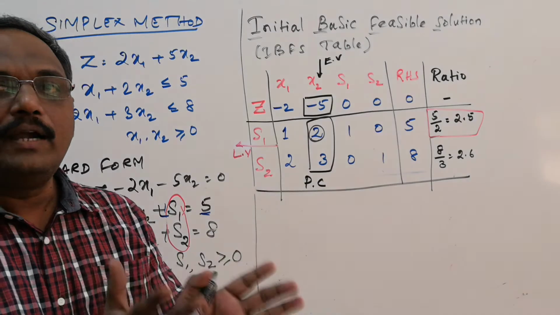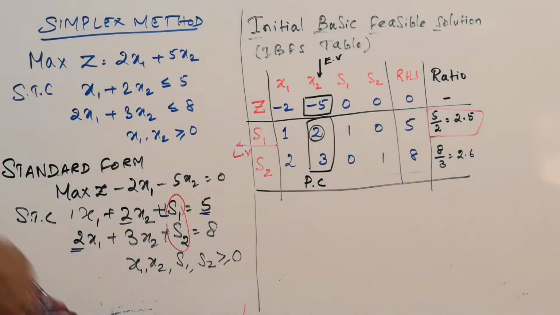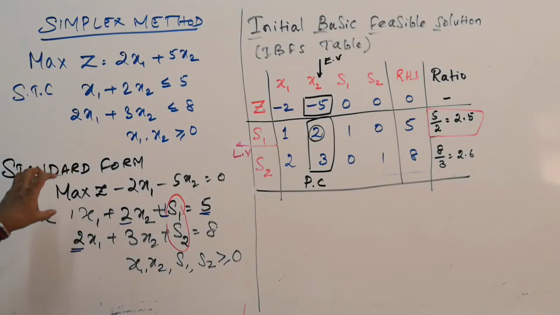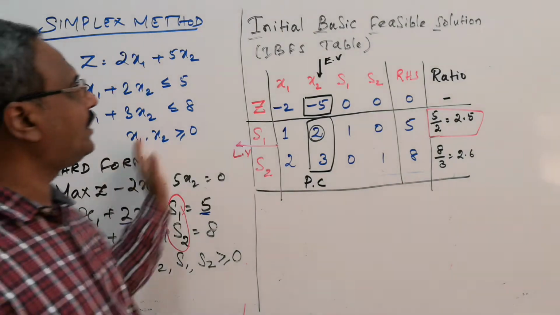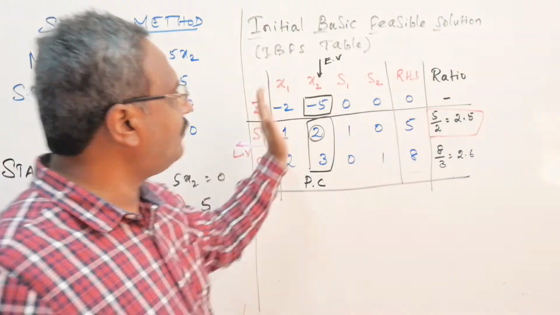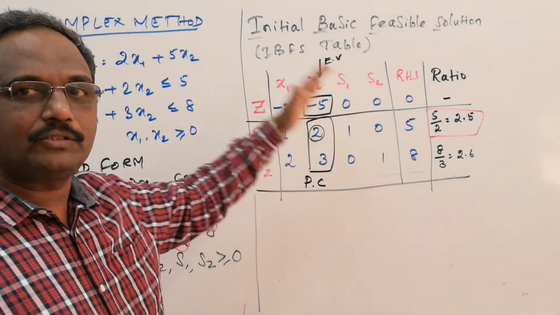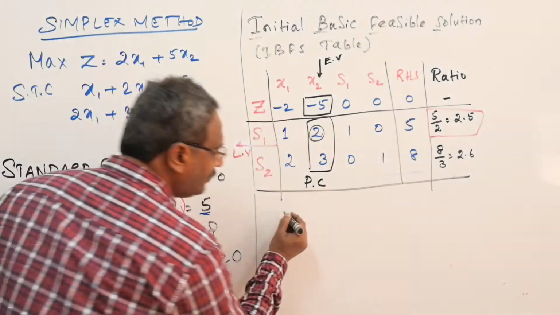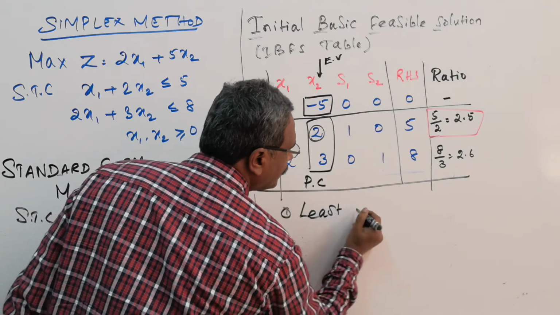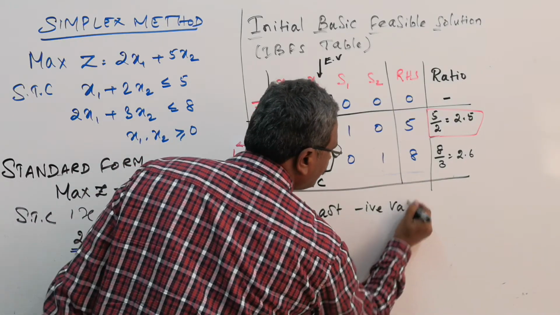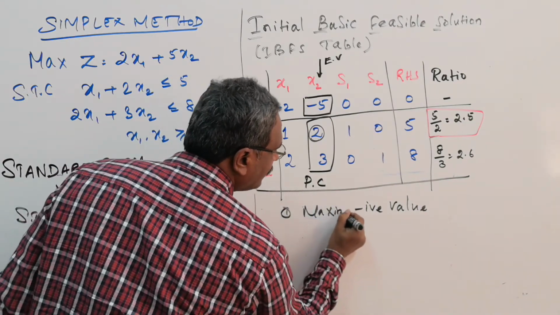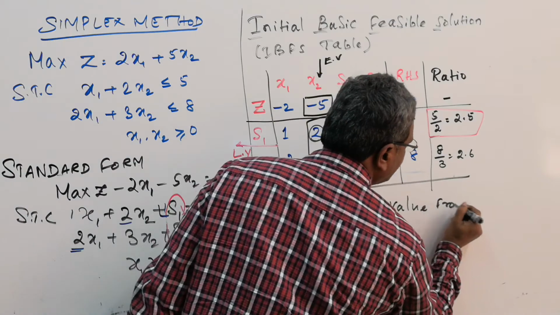We are now in the middle of the problem. So what we have discussed, first we are going to convert the problem to the standard form. From the standard form, we are going to take the variable values and form the initial basic feasible solution table. So when we form the initial basic feasible solution table, from this going to the next table, in step 1, I am going to find the least negative value or the maximum negative value from Z. This is step 1.